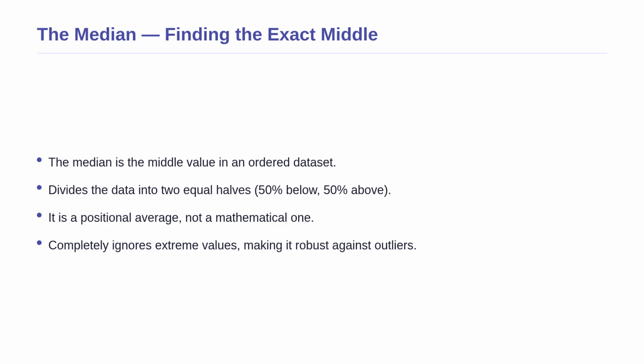Because it only cares about the middle position, it completely ignores the actual numbers at the extreme ends of the data. This makes it an incredibly robust statistic when dealing with skewed distributions or extreme outliers, like a patient who stays in the hospital for a year when most stay for 3 days.